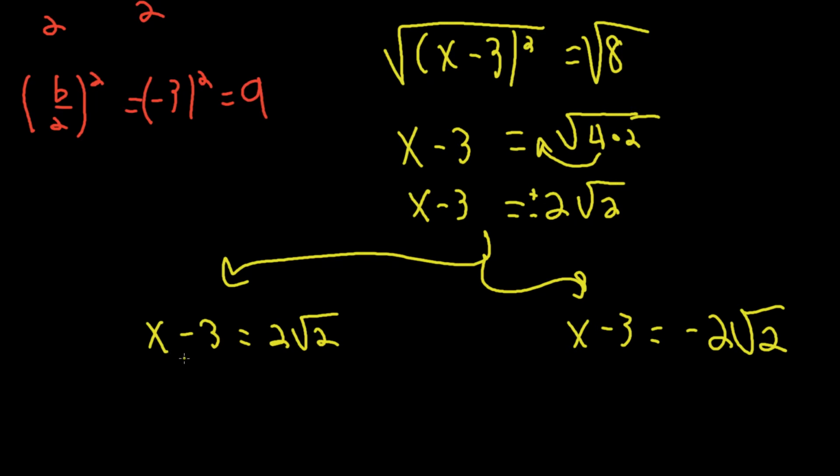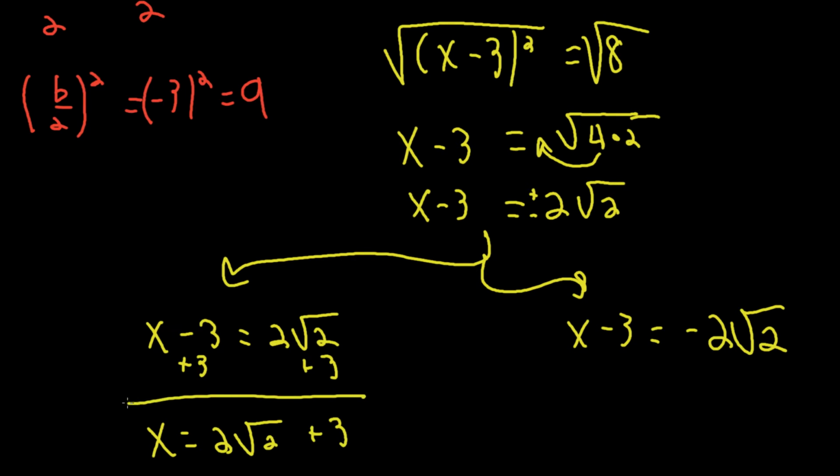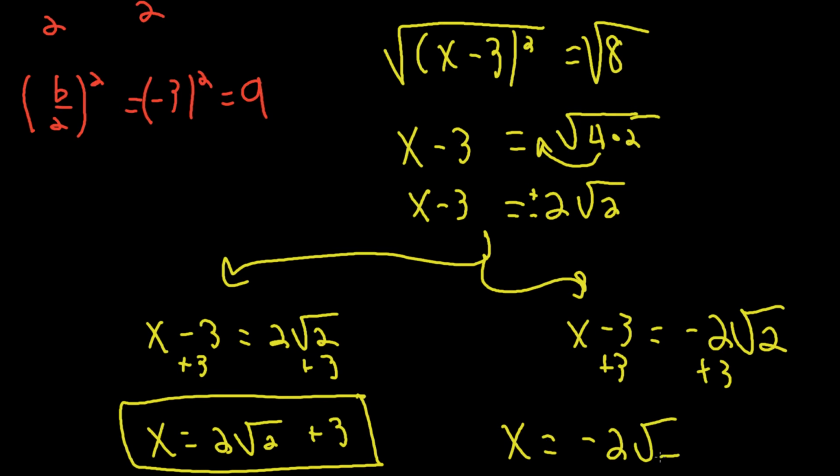Alright, now I can add 3 to both sides. Over here, I'm going to get x equals 2 square root of 2 plus 3. And that will be one of my solutions. My other solution, again, add 3 to both sides. I'm going to get x equals -2 square root of 2 plus 3. And this will be my other solution.